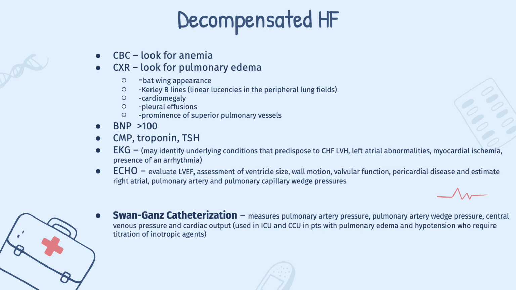An echo is going to be your gold standard here. You really want to have a look at what that left ventricle and ejection fraction is doing. Have a look at what the ventricle size is, what the wall motion is doing. Do we have an akinetic ventricle going on? What's going on with the valves? Any pericardial disease, as well as estimating that right atrial function, having a look at what our pressures are going to be as well. So the Swan-Ganz catheter is really important.